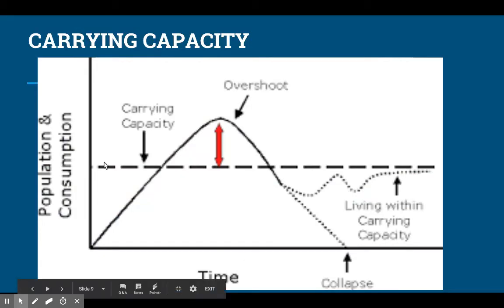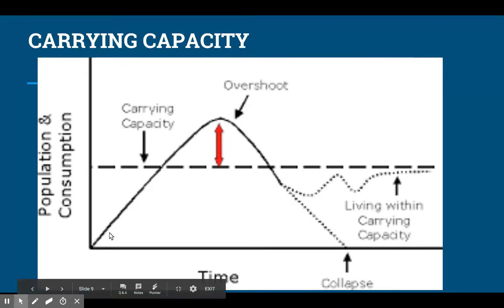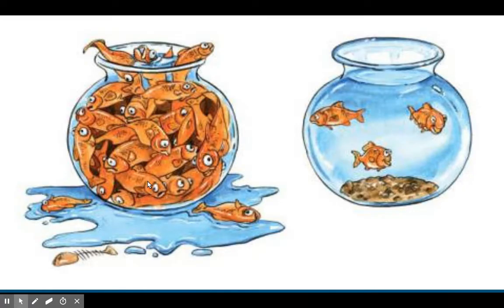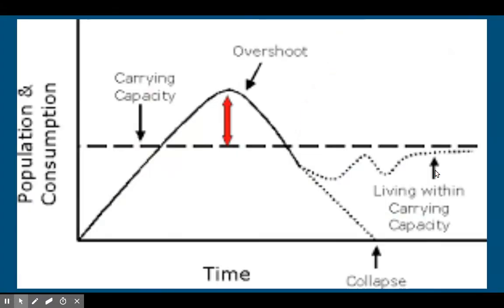You can look at this graph. Let's say this dotted line is the carrying capacity. This is how many individuals this ecosystem can hold. In the example we had, this fishbowl, once the amount of fish overshoots the carrying capacity, we're going to see a die-off and the population is going to go down. And normally after the die-off, we usually see the population level out and basically cap itself at carrying capacity.